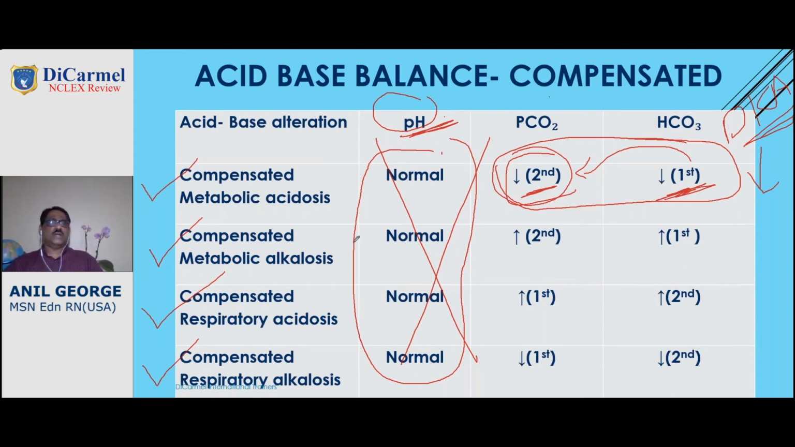Whereas with the second one, compensated metabolic alkalosis, the bicarb is going up. That's the first change. The body is going into an alkalotic state. And in order to reduce that alkalinity, the body starts to retain more carbon dioxide. And how can it do that? Just simply reduce the respiratory rate. When the respiratory rate decreases, imagine the normal is 12 to 16, if that decreases by 2 or 4, the body will retain more carbon dioxide.